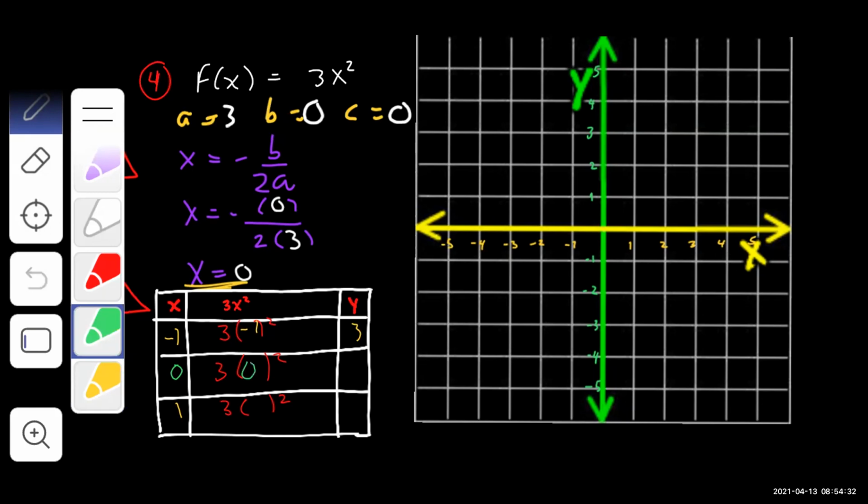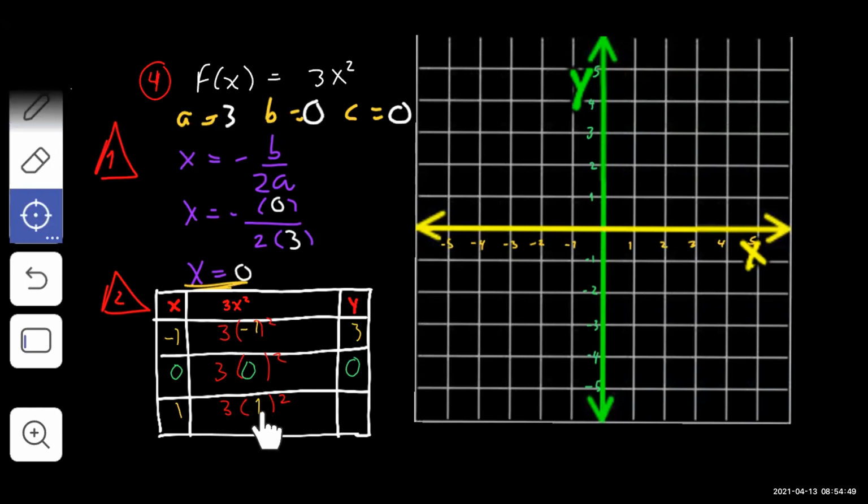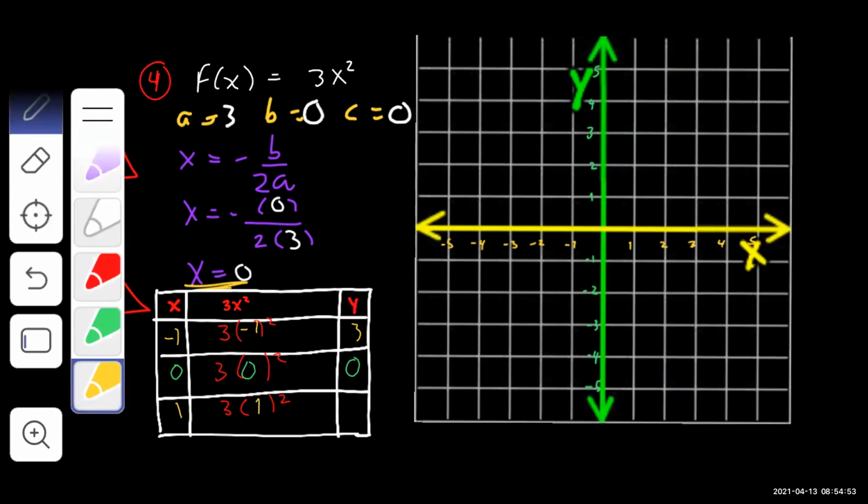If we just substitute 0 here, guys, 3 times 0 to the second power, that's going to be 0, right? Yes, 0. And the last one, 3 parentheses, and this is 1. And 1 to the second power is 1, times 3. Still going to be 3, right?